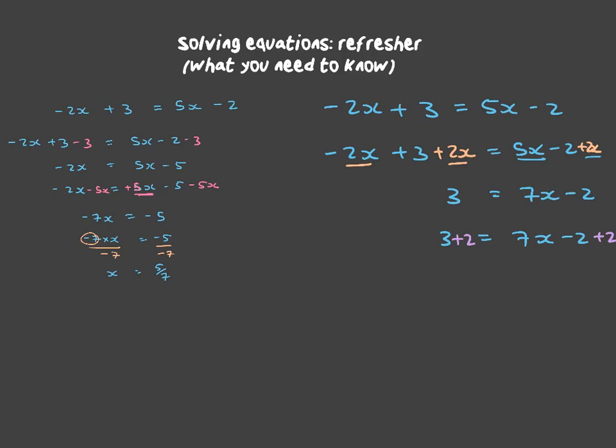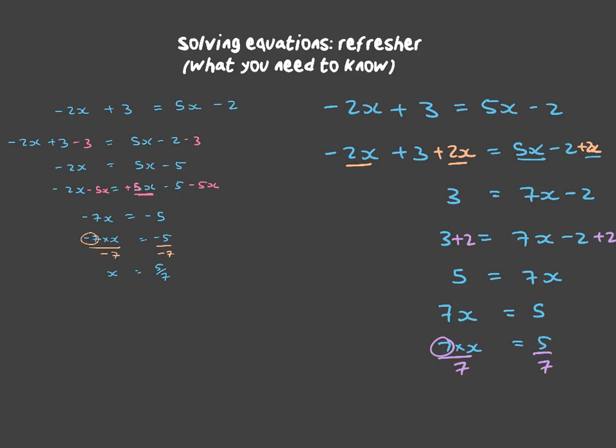So what is 3 plus 2? That is equal to 5. And on the right-hand side, we just have 7x, right? Minus 2 plus 2 is 0. Okay. That, of course, is the same as saying 7x is equal to 5. So that means 7 times x is equal to 5. So how do I get rid of it? I don't want 7 of the same things. I just want one of them. So what we'll do is we'll divide by 7 on both sides.